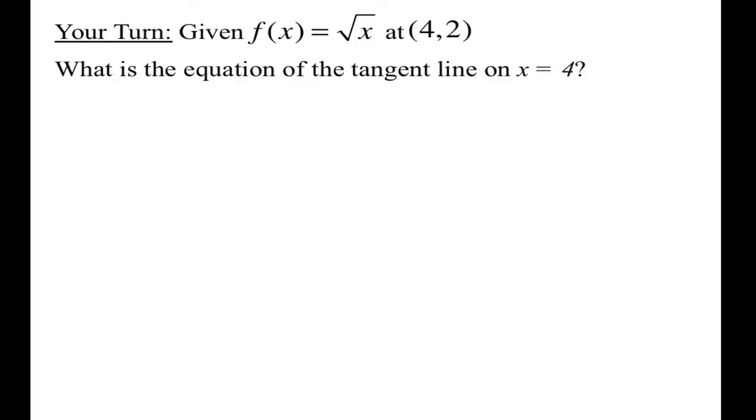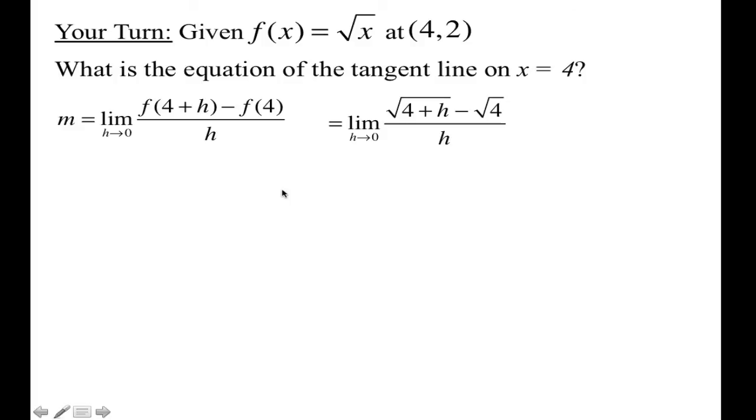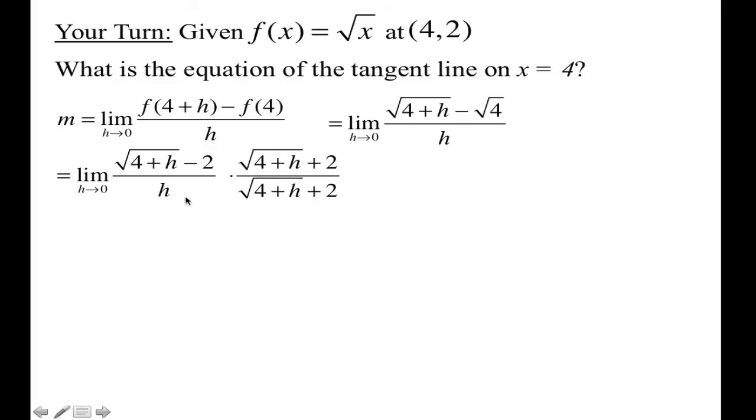All right, your turn. Go ahead and press pause and see if you can write the equation of the tangent line on the square root of x when x equals 4. Welcome back. Let's see how we did. Take the limit as h goes to 0 of f of 4 plus h minus f of 4, all over h. Plug it into the square root. Do some simplifying. When I plug in 0, I should get 0 over 0, which tells me I need to do some algebra and rationalize the numerator.